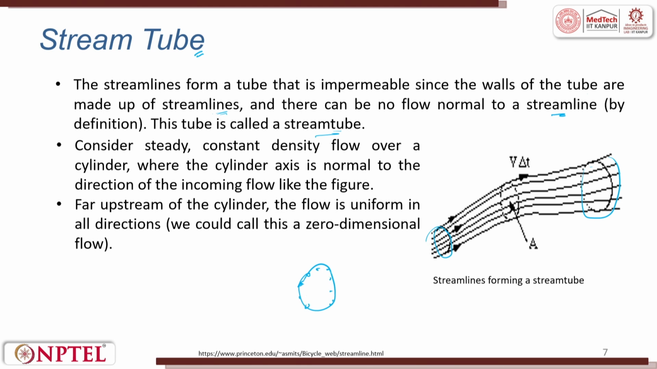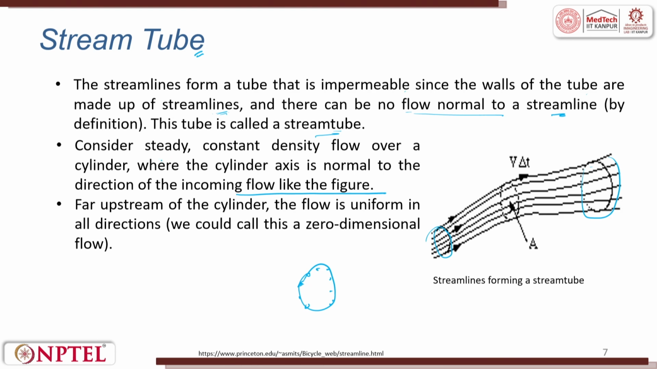The streamlines form a tube that is impermeable, since the walls of the tube are made up of streamlines, and there can be no flow normal to the streamlines. Then this tube is called a stream tube. Considering steady, I said here the method is straightforward for steady. Consider steady, constant density flow over a cylinder, where the cylinder axis is normal to the direction of the incoming flow, like shown in the figure.